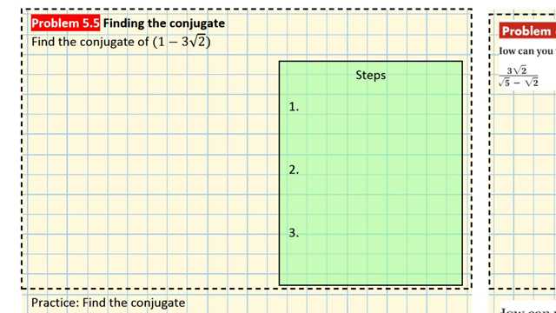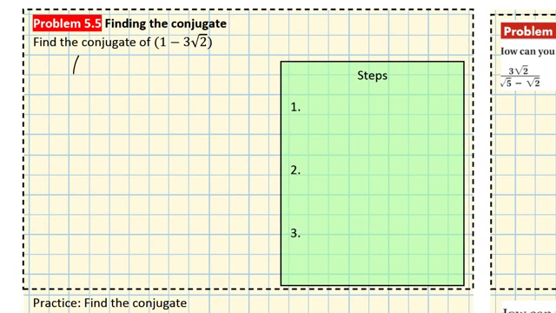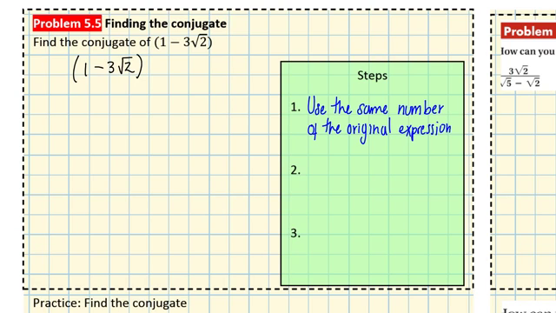For step number 1, what we're going to do is use the same numbers without any signs. So that means that for our purposes, we're going to use 1 and 3 square root of 2. Notice that I neglected to write the negative sign, because that's going to be what we discuss in step number 2. Now in step number 2, you're going to change the sign in between the numbers. So if your sign was negative, we began with a negative, our new sign is going to be positive. Okay? And that pretty much is how we find the conjugate.